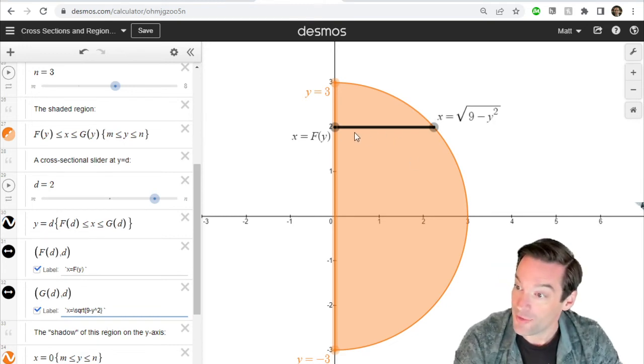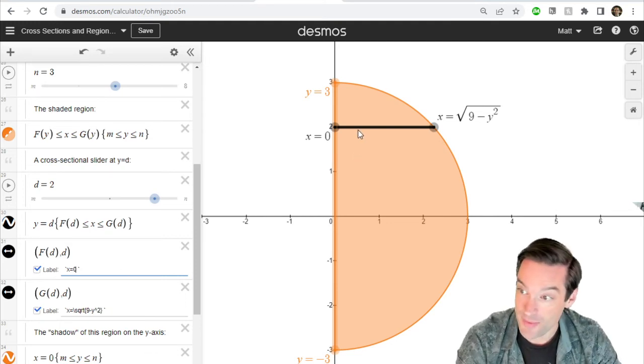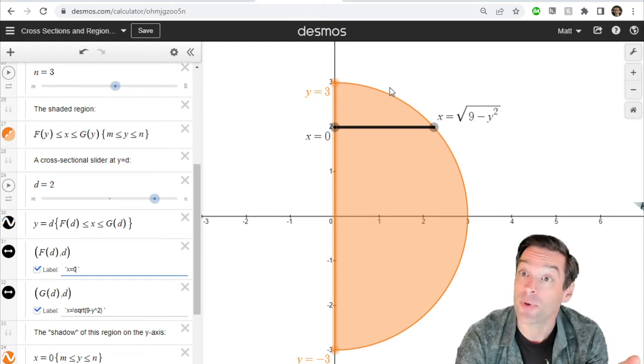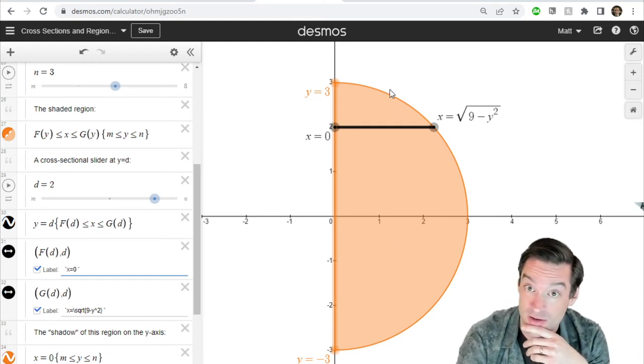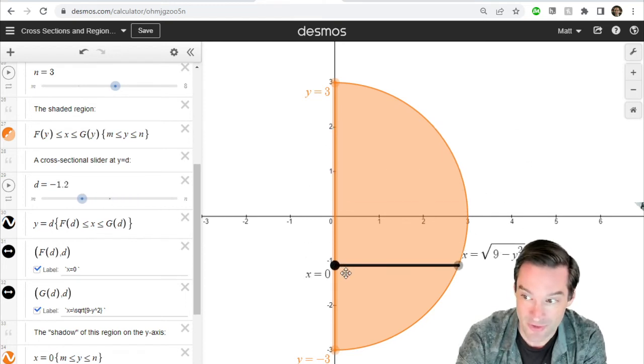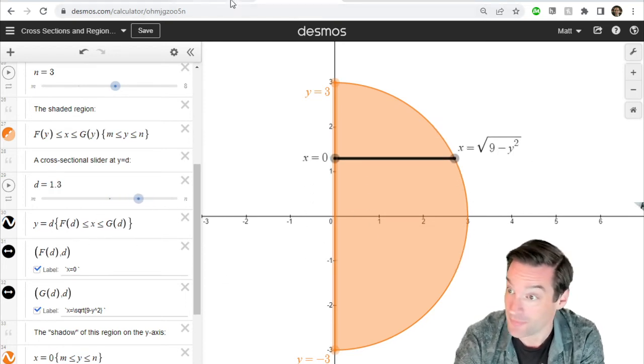Right? So as a type 2 region, this is much more straightforward to describe. I mean, you could have described it as a type 1 region, but then both your lower and your upper limits would be functions of x, and they would both have these square roots, so square root of 9 minus x squared and minus the square root of 9 minus x squared. Anytime you can have a 0 as one of your limits, it's probably always a friendlier thing to do if you can get away with it.